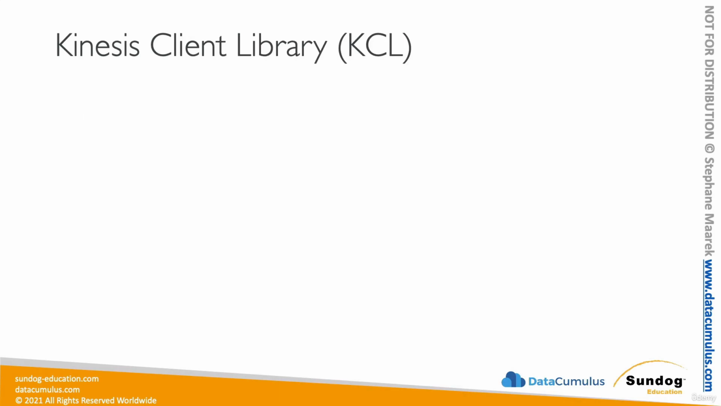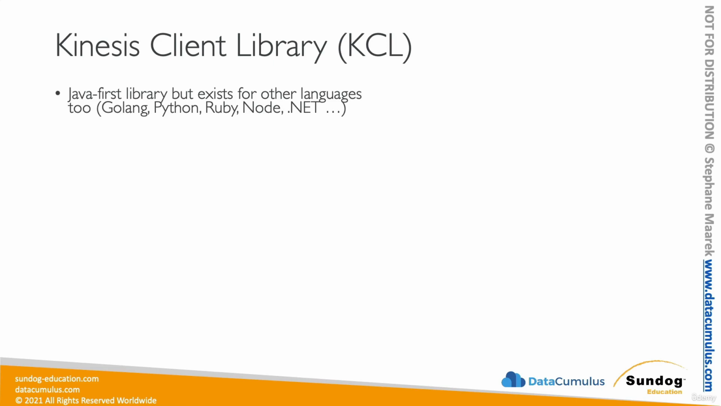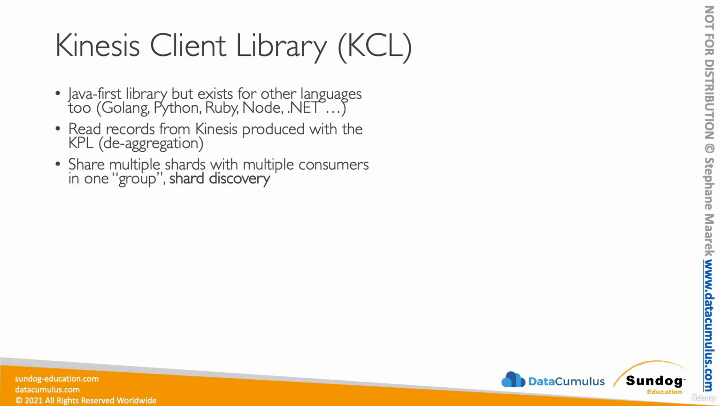So the next thing we're going to explore is the Kinesis Client Library. It is a Java-first library, but it exists for other languages too, such as Golang, Python, Ruby, Node, and .NET. And the idea is that using the KCL, you can read records from Kinesis produced with the KPL because it has a de-aggregation mechanism within the library. It also has the possibility to have multiple consumers share multiple shards using the concept of a group. That means that there is a shard discovery process included in the KCL. Also, there's a checkpointing feature in case your applications or your record processors go down, then they can resume from wherever they were last processing.